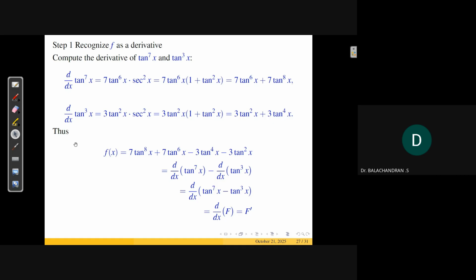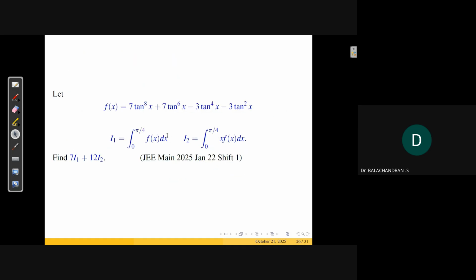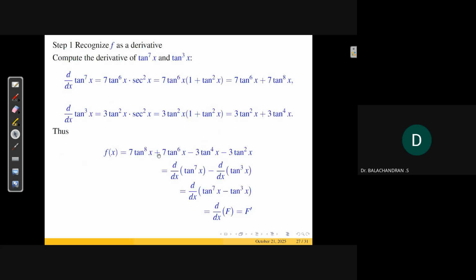Now what is f of x in the question? f of x is equal to this expression. I wrote it as d by dx of tan power 7, taking minus common for the first two terms, and the remaining two terms are d by dx of tan cube x. Taking d by dx common, the remaining is d by dx of tan power 7x minus tan cube x.